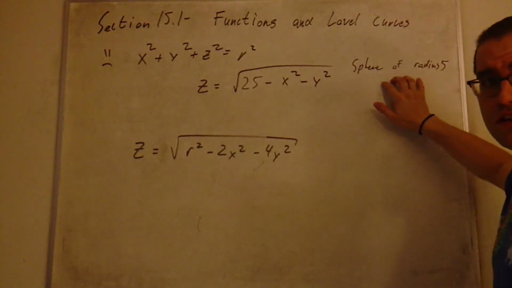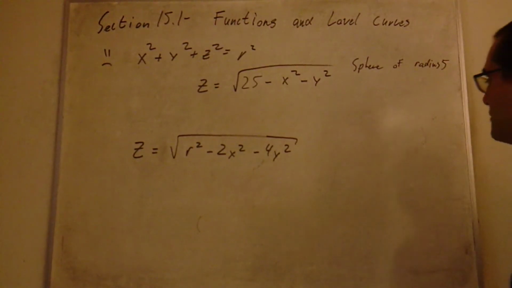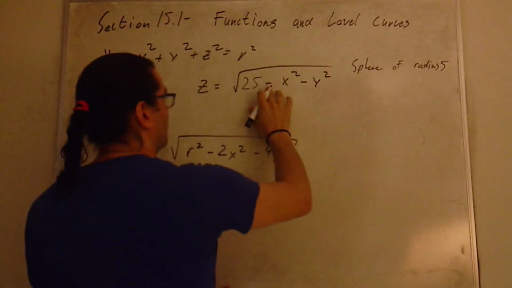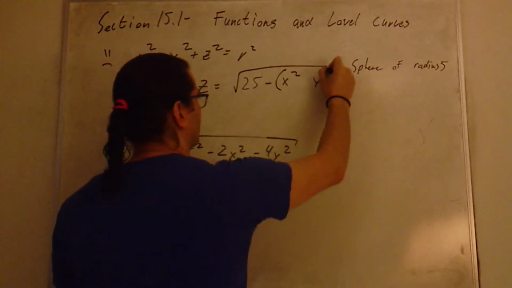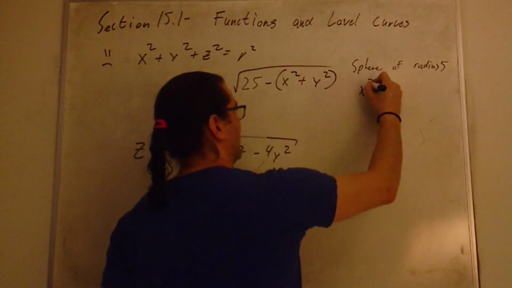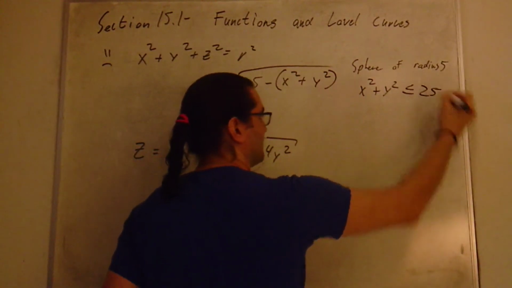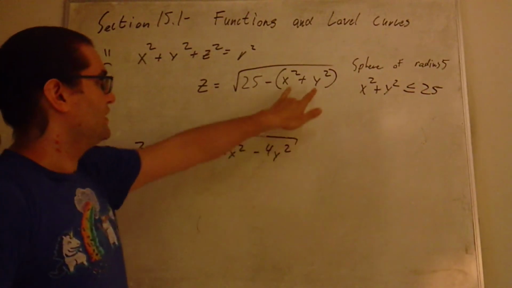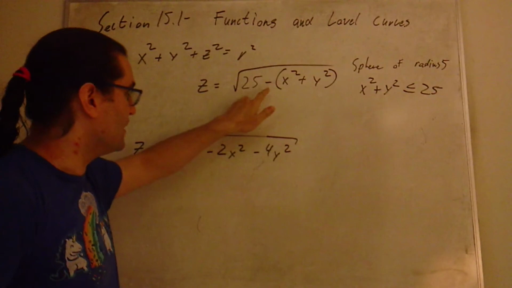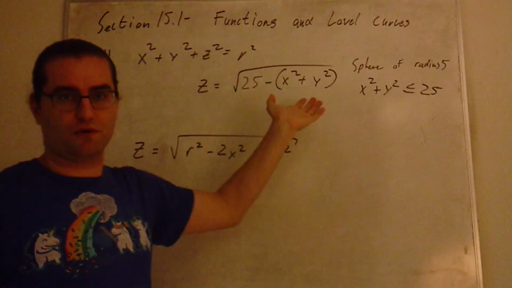This gives us a domain restriction that's atypical. It's not really what we're used to. The domain restriction this gives us is, if you factor out this negative, we have to have x squared plus y squared be less than or equal to 25. If this sum is bigger than 25, then we'll end up taking the square root of a negative number and it's not going to work out.